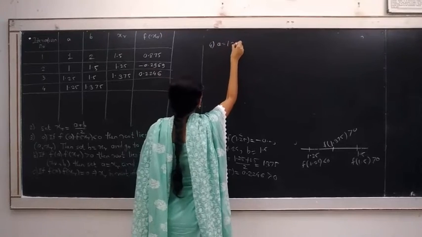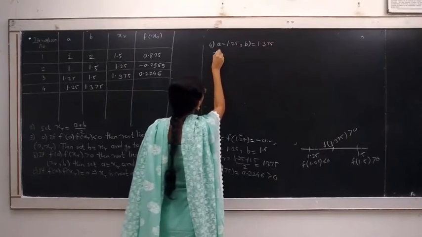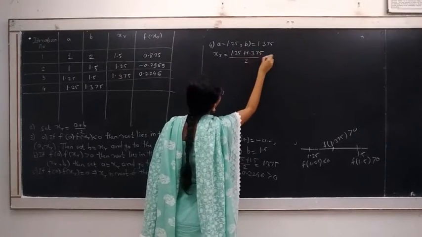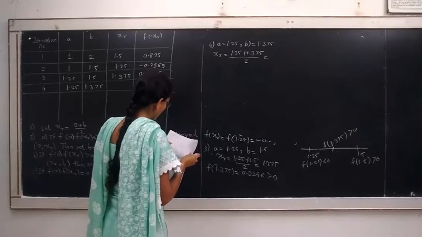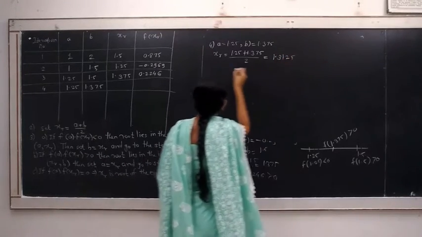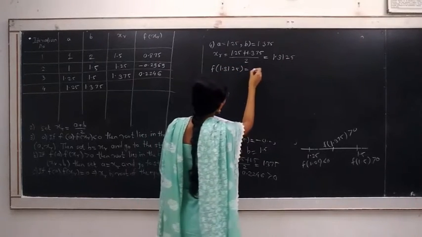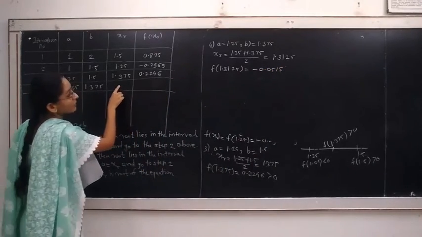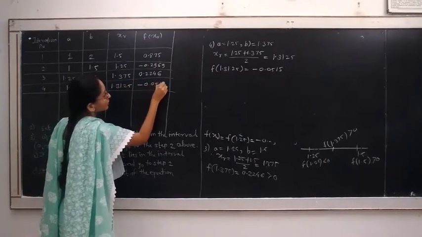a equal to 1.25 and b equal to 1.375. Therefore, XR is equal to (1.25 plus 1.375) upon 2, which is equal to 1.3125, and f of 1.3125 value is minus 0.0515. Here the value of XR is 1.3125 and f of XR is minus 0.0515.